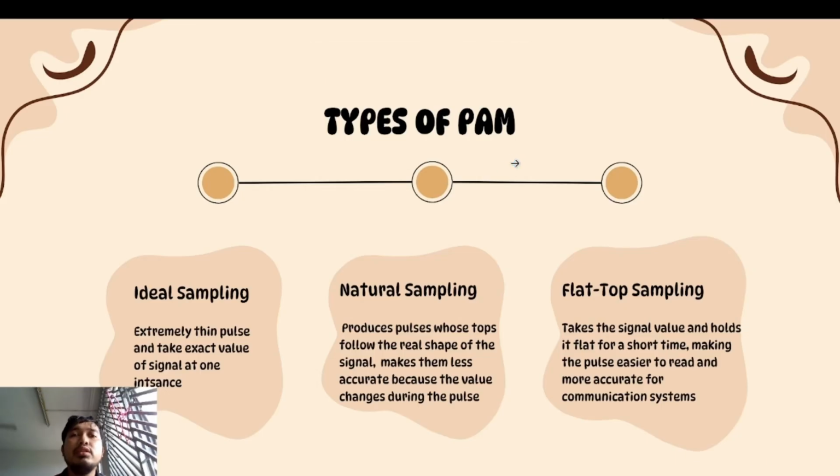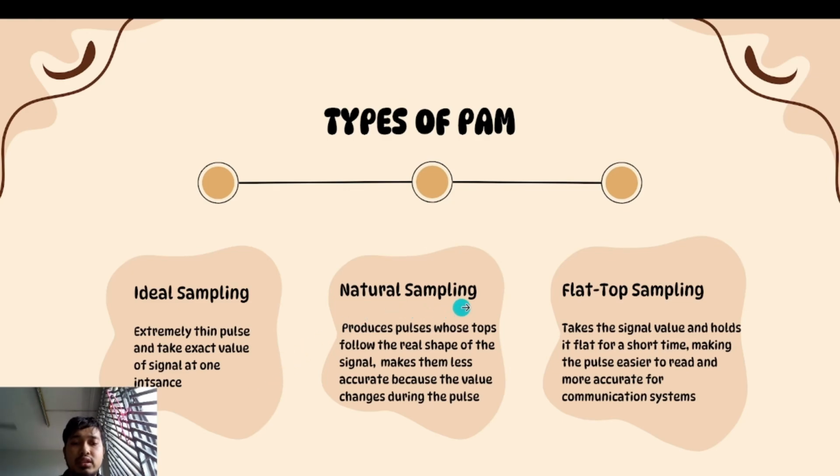Hi, my name is Firdaus, and I will explain about types of PAM and misconceptions about PAM. Here are the three main types of pulse amplitude modulation or PAM. The first one is ideal sampling. In ideal sampling, the pulses are extremely thin, and we take the value of the signal at one instant. This is the most accurate type, but it cannot be done perfectly in real life.